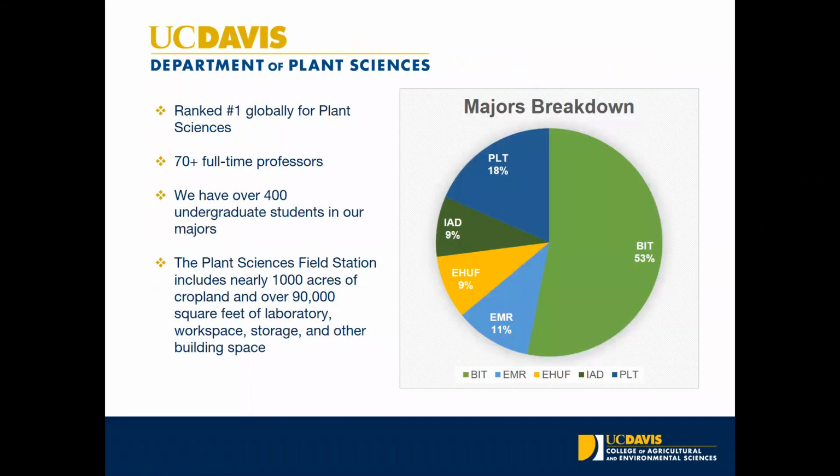All right, just a little bit about our department. We do have over 400 students in all of those 5 majors, and you can see the breakdown of the percentage of how many of you are in each major. We are ranked #1 globally for plant sciences, which is very cool and something we really pride ourselves on. We have a lot of opportunities. We have a student farm. We have a ton of labs on campus. And that is just fantastic when you are starting to look for research opportunities, which I'll touch on a little bit in the next slide.